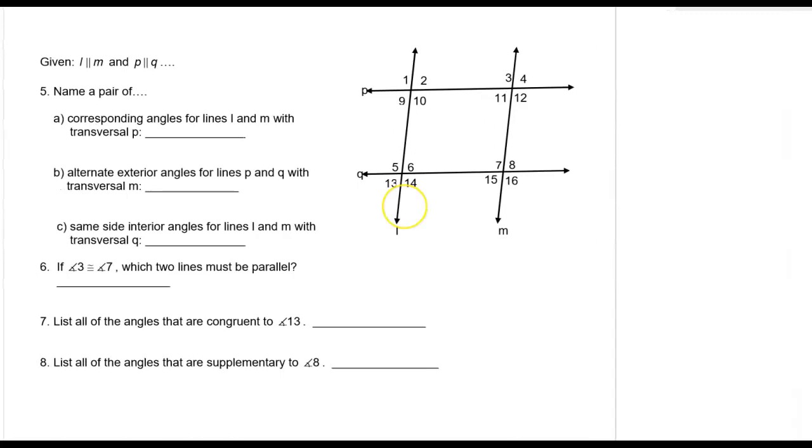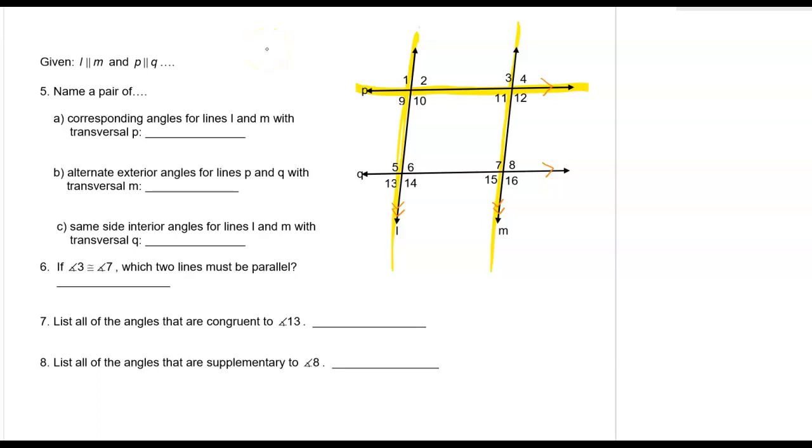Number 5, we have the parallel lines again. Line L is parallel to line M, and line P is parallel to line Q. Name a pair of corresponding angles for L and M with transversal P. L and M are vertical. I'm going to use a highlighter for each of these. So L is here, M is here, transversal P is here. So if I just focus on those three lines, I need corresponding angles for them.